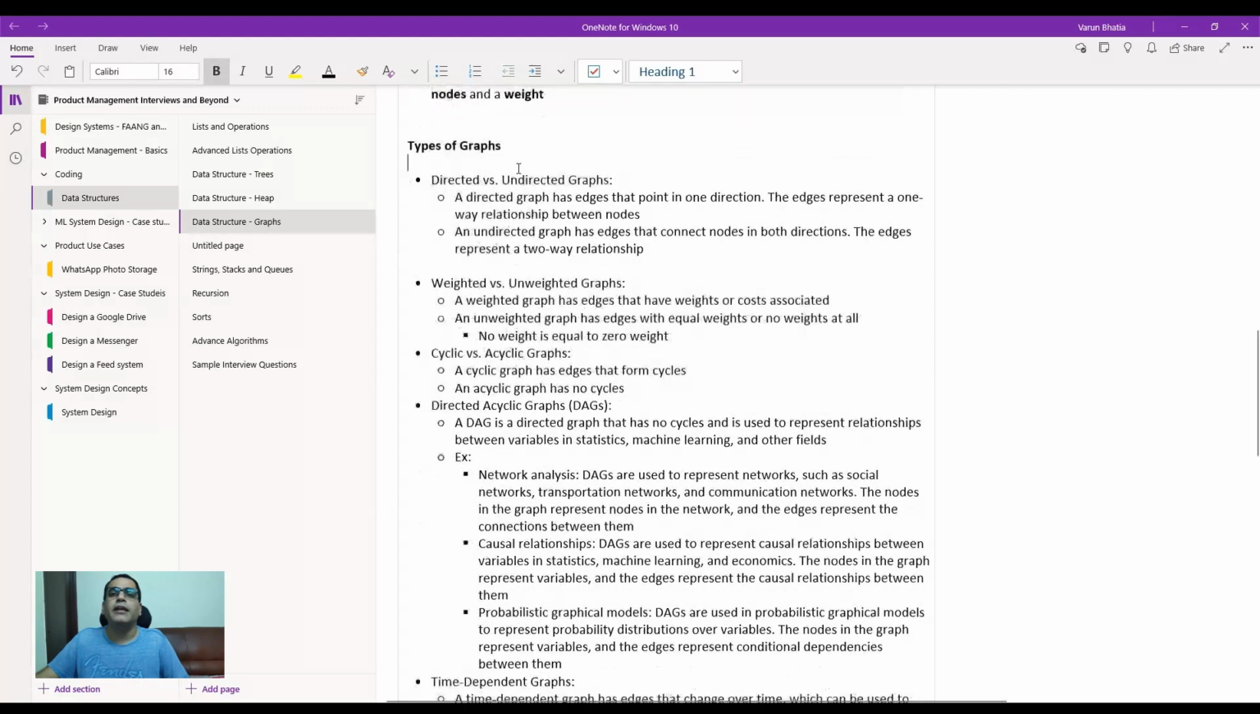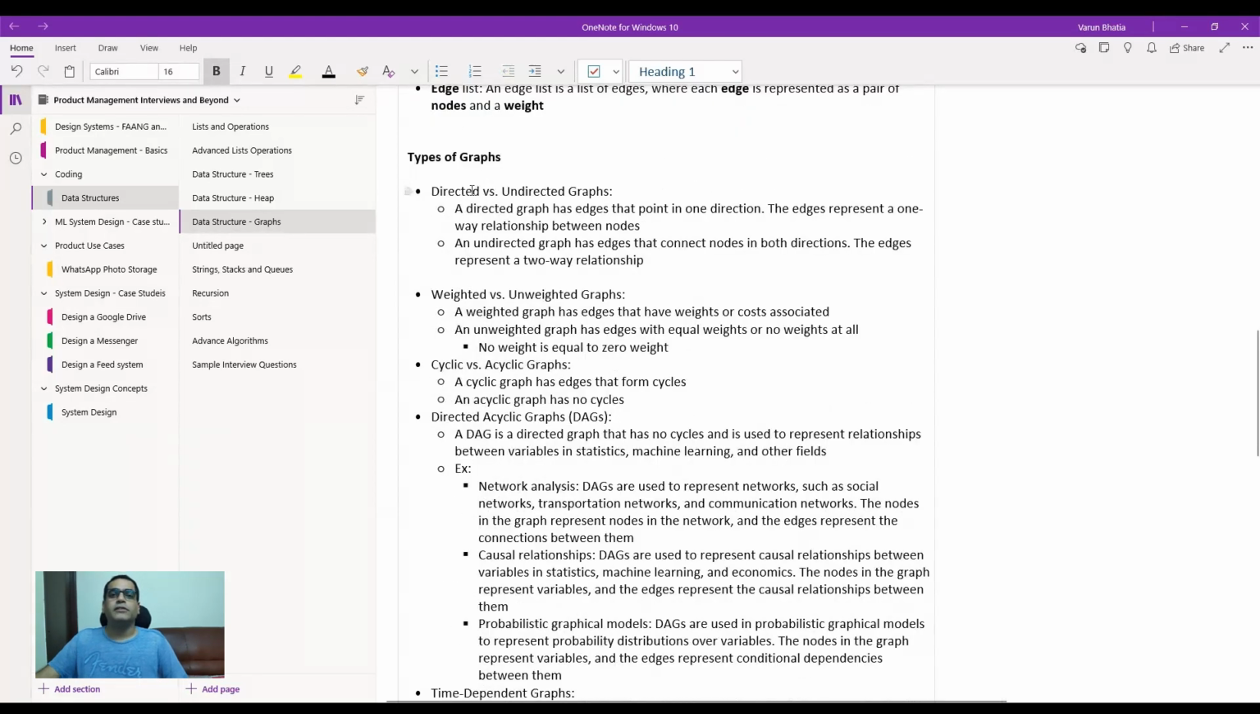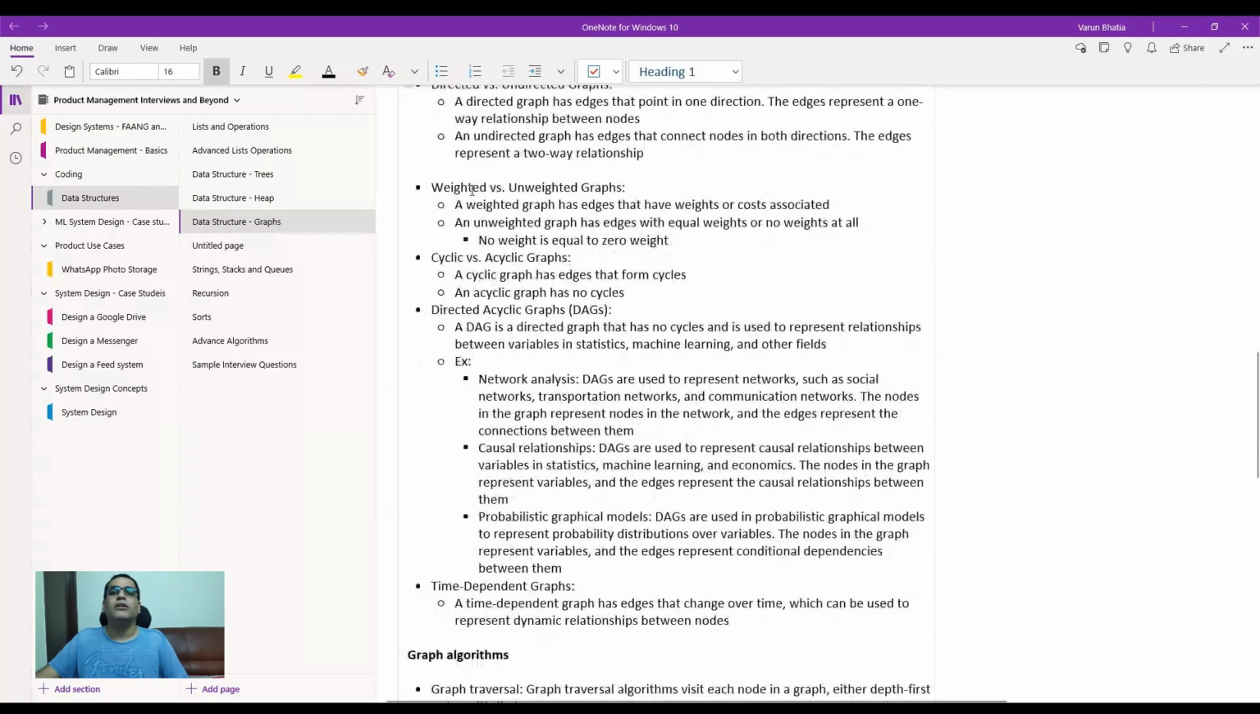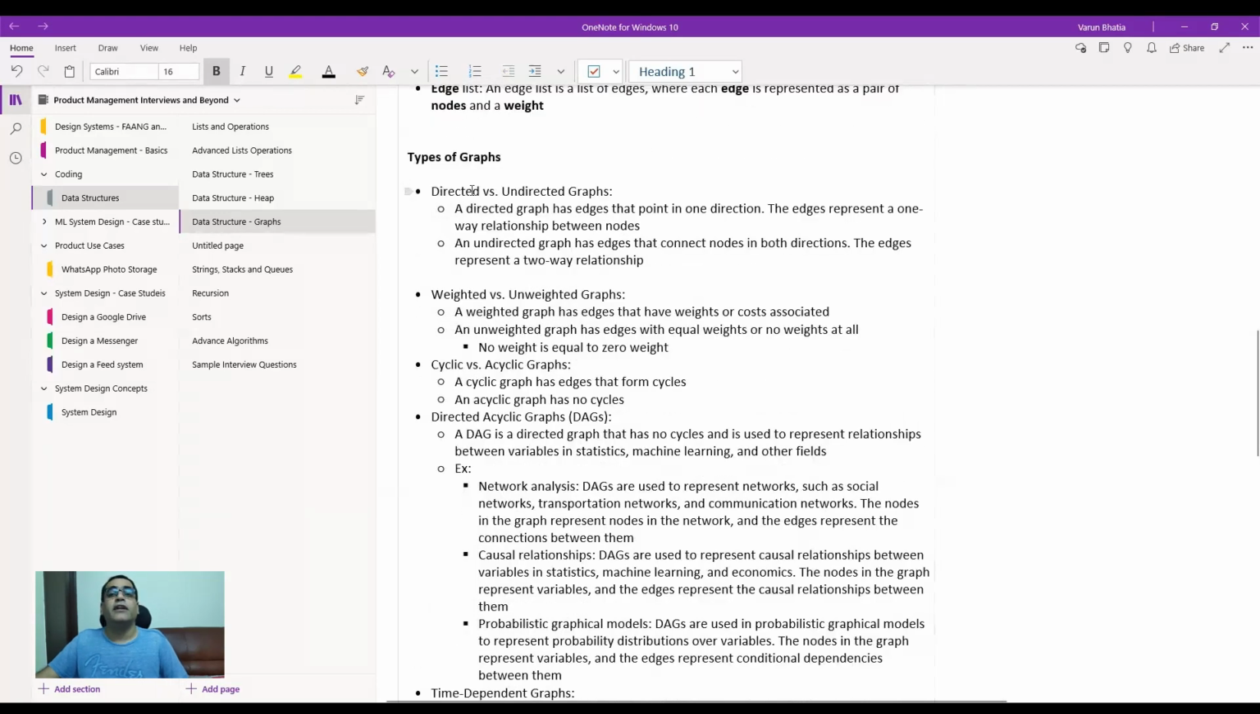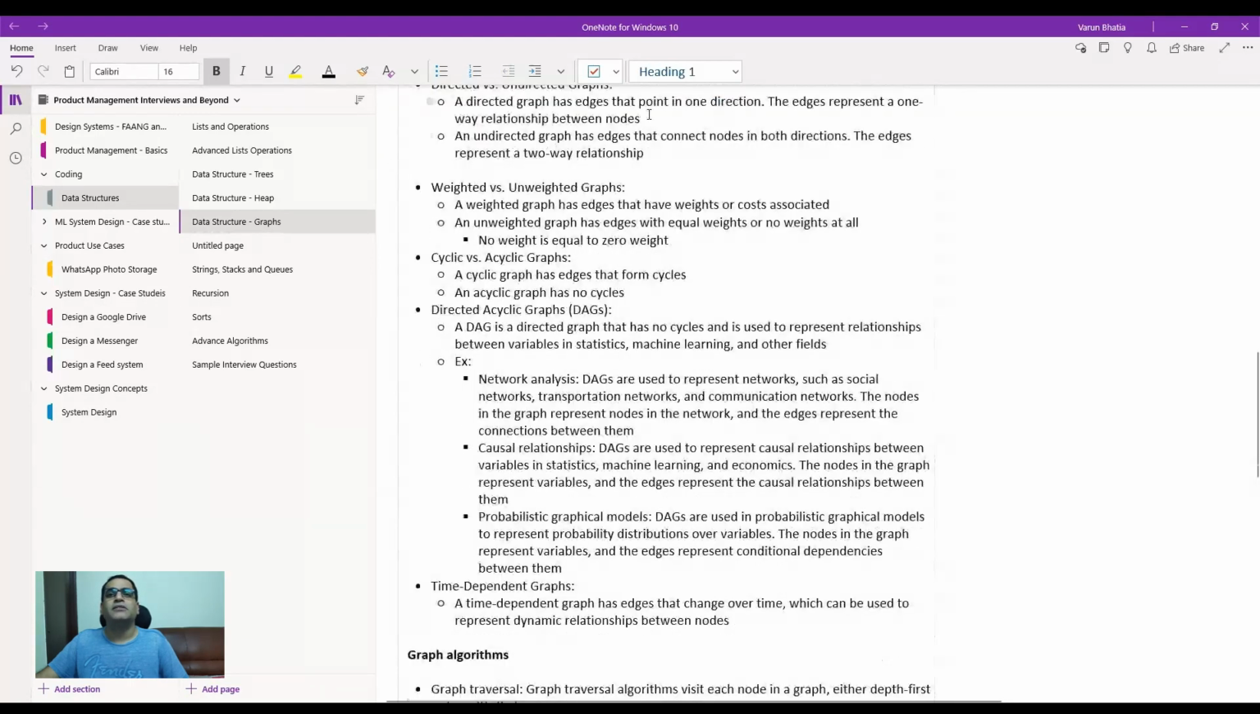Now, coming to the types of graphs, right? There are different types of graphs, and each one has its own pros and cons. We're not going to get into the details of advantages and disadvantages, but know it from an understanding perspective. So, directed and undirected graphs: again, we have looked at it. A directed graph is essentially edges that are pointing in one direction. A one-way relationship exists. An undirected graph means connected in both directions, and edges represent a two-way relationship, correct? So that is directed versus undirected.